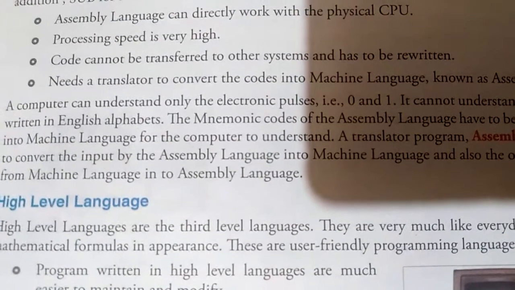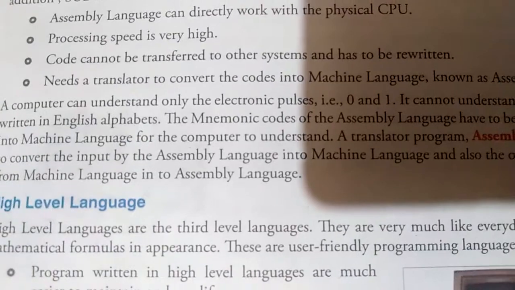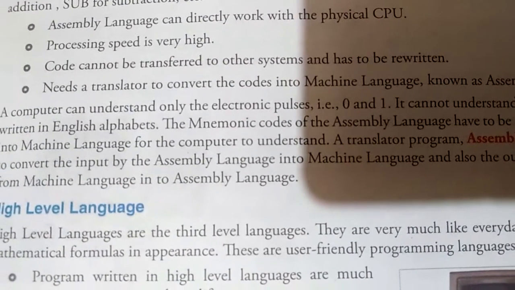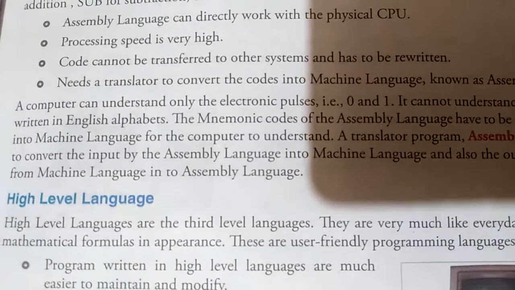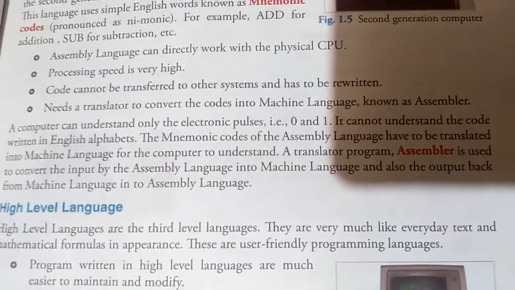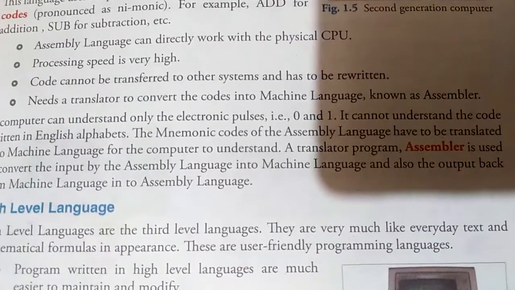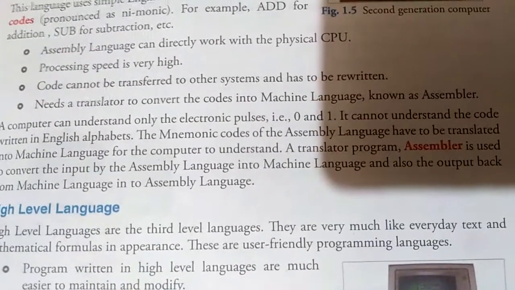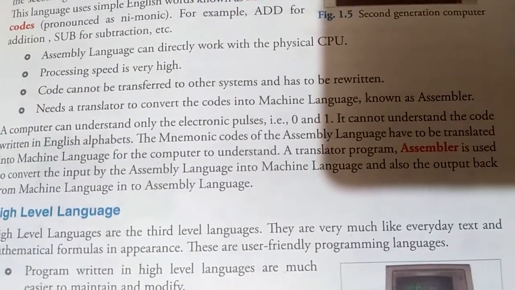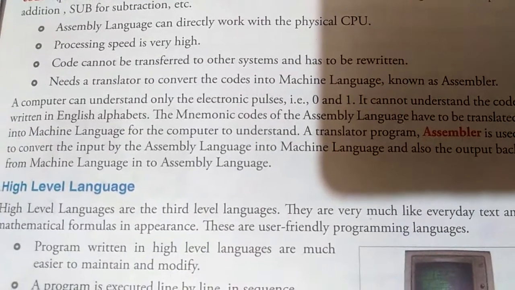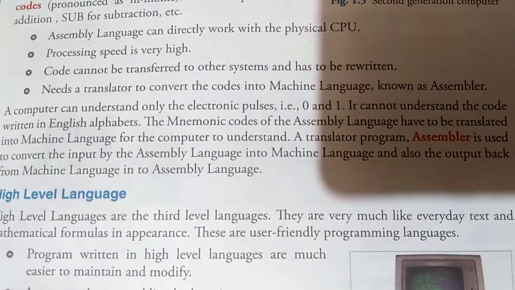A computer can understand only electric pulses. All of you know that a computer can understand only electronic pulses because a computer is connected through wires, so for example 0 or 1. It cannot understand code written in English alphabets. Yes, we are writing in the computer through English, but it is not able to understand English. So it converts our English language into a binary language.